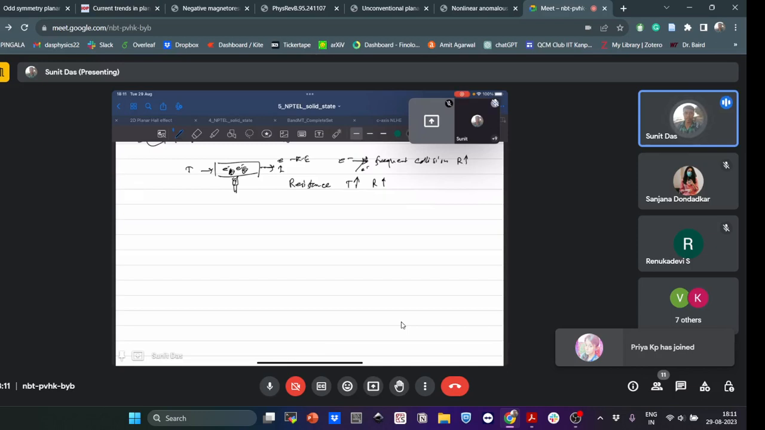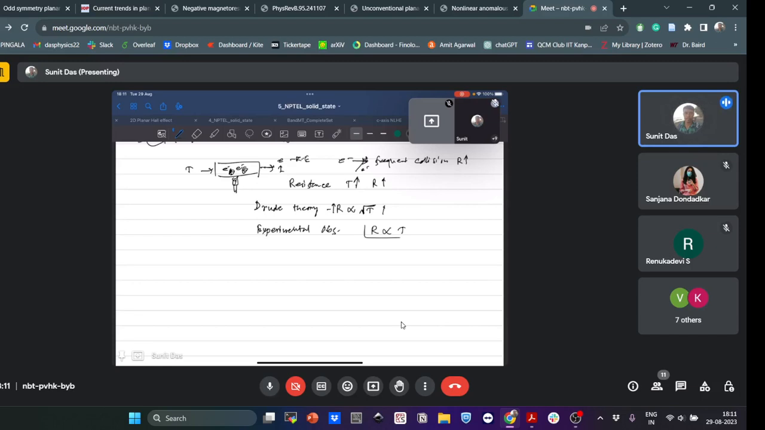But the classical Drude theory says that resistance or resistivity should be proportional to root T. So as you increase the temperature, resistance also increases, but as root T. But most experimental observations say that R is proportional to simply T, not root T. So this is one of the failures among many.